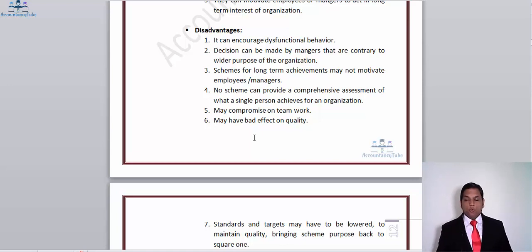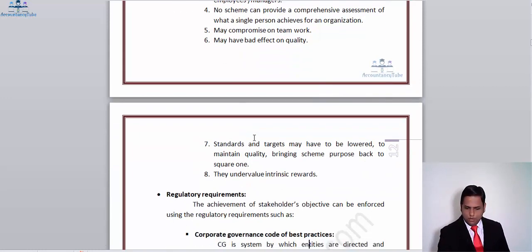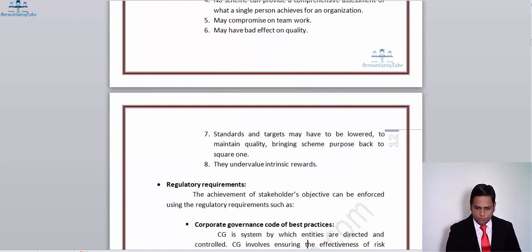It may have an effect on quality. That's one of the most basic things. If these sort of incentives are very long in time, they can have a great quality impact. In the short term, some employees may lack the motivation to improve the quality of the work. Standards and targets may have to be lowered to maintain quality, bringing the scheme's purpose back to square one.